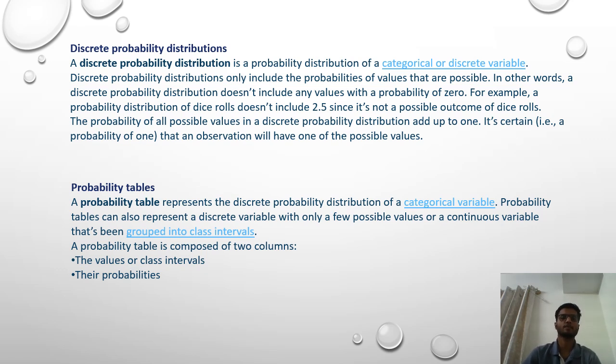Probability tables. A probability table represents the discrete probability distribution of a categorical variable. Probability tables can also represent a discrete variable with only a few possible values or a continuous variable that's been grouped into class intervals. A probability table is composed of two columns, the value or class intervals and their probabilities.